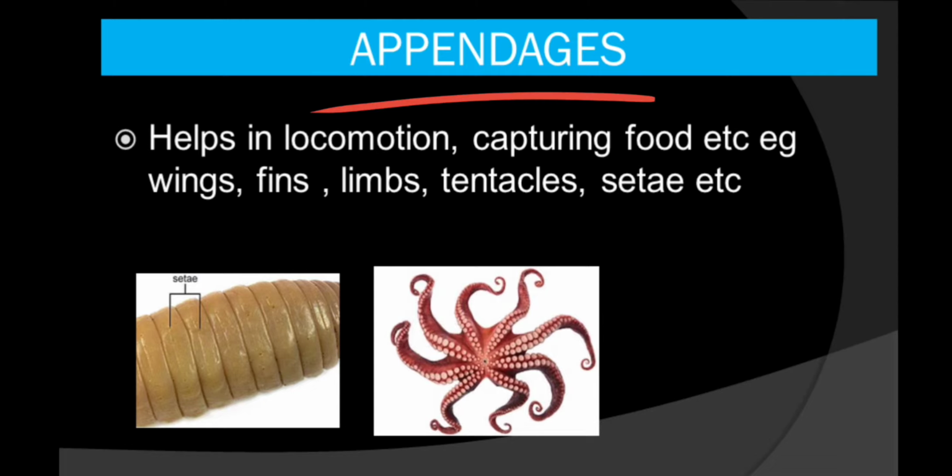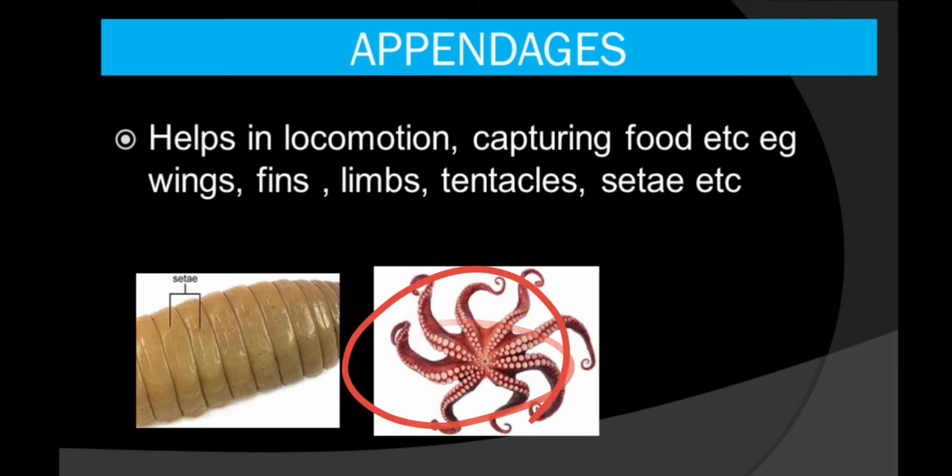These appendages are the structures projecting from the body of an animal, and these are used in locomotion. So what are all such structures? They are wings, fins, limbs, tentacles, setae, and many more. Here in this figure, you can see these are the setae which help in movement, and they also help in capturing food as well. These are the tentacles which help in capturing the prey, right? So appendages help in movement or capturing of food.